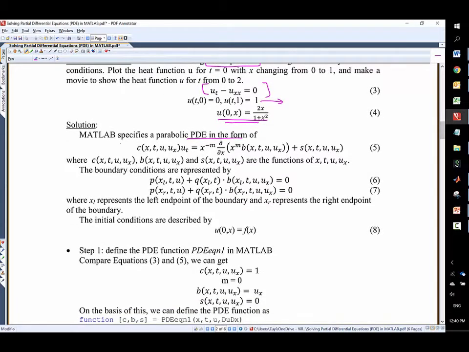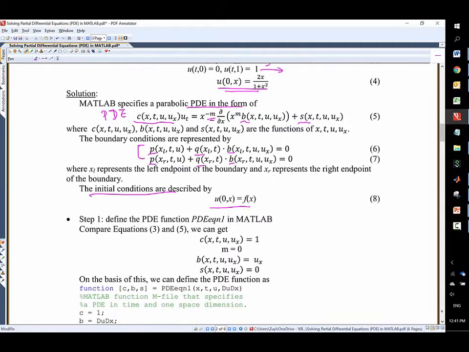And then this is the PDE, this is the boundary condition, and this is the initial condition. Now what you should do is compare our PDE with the standard format, and based on that specify what the C value, the M value, the B value, and the S value are. After that we type it in MATLAB and solve the PDE. So for example, you need to put in what these variables are.